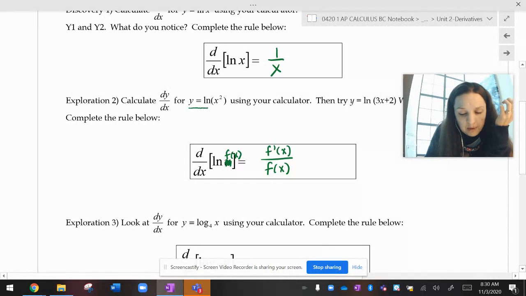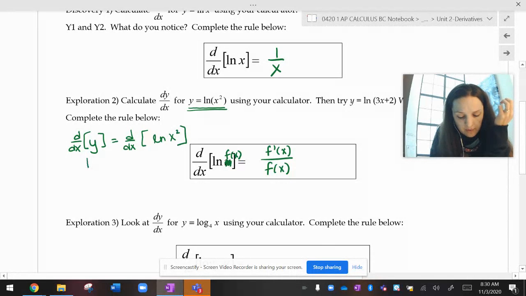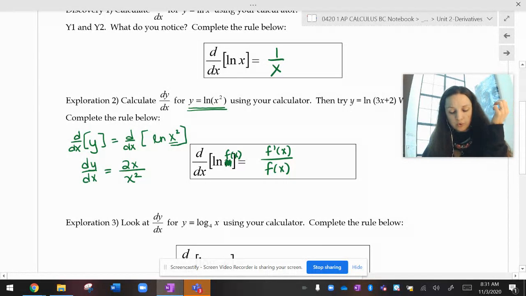So in this example, let's say I have y equals ln x squared, and I want to take that derivative. So the derivative of y equals ln x squared is going to be the derivative of the end over the end. So 2x over x squared, and if you want, that simplifies down to 2 over x.